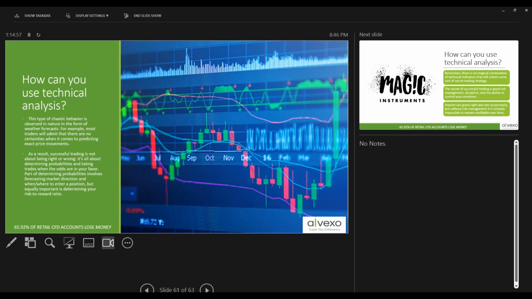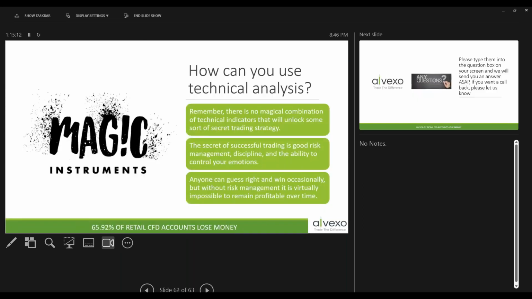As a result, successful trading is not about being right or wrong. It's about determining probabilities, finding high probability trades, and minimizing your risk at all times. Always trade based on risk reward ratios. And remember, there is no magic formula. There's no magical indicator. The secret to success in trading is good risk management, discipline, and the ability to control your emotions. Anyone can guess right and win occasionally, but without risk management, it's virtually impossible to remain profitable over time.